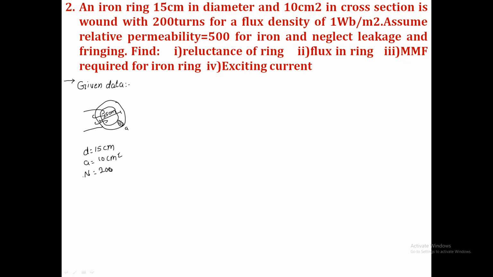Is it right? For a flux density of 1 Weber per meter square, what is given? 1 Weber per meter square. What is this?